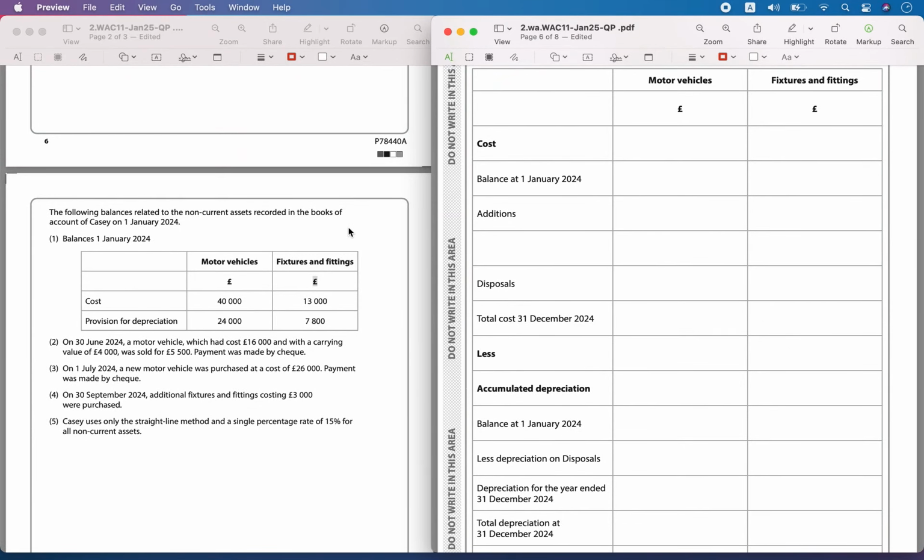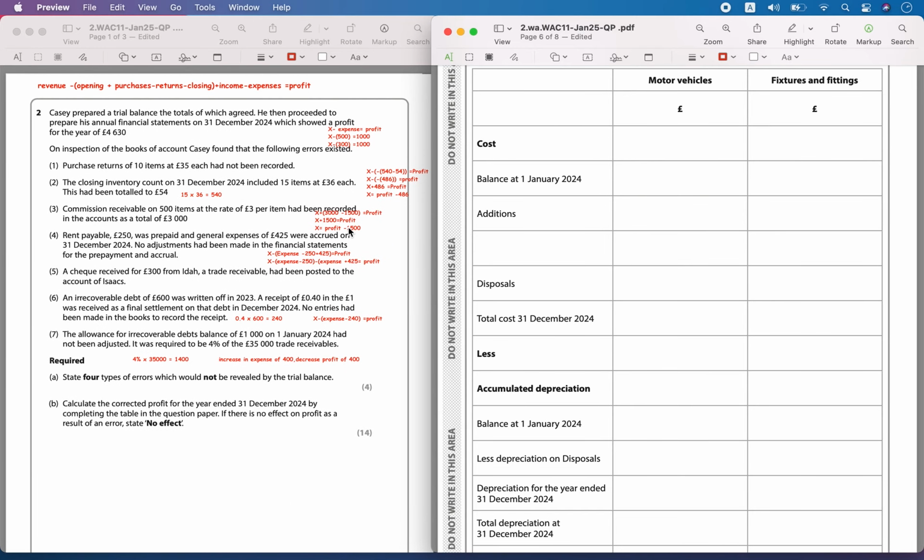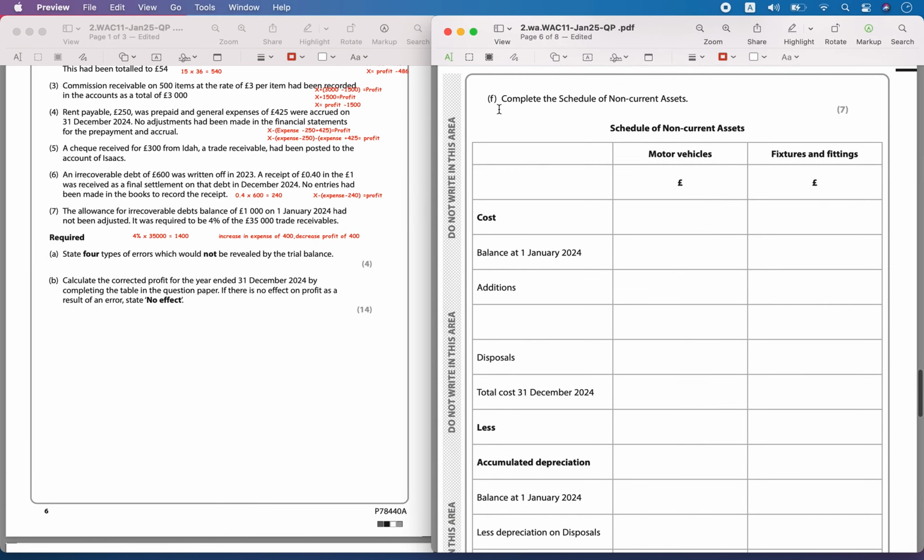Hello, hello. Today we are going to solve Jan 2025 paper question number 2, part F.